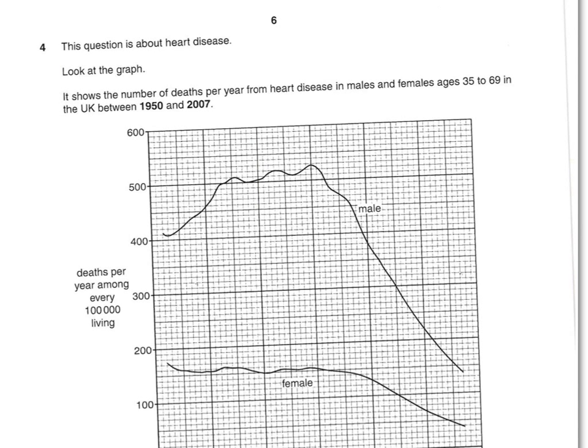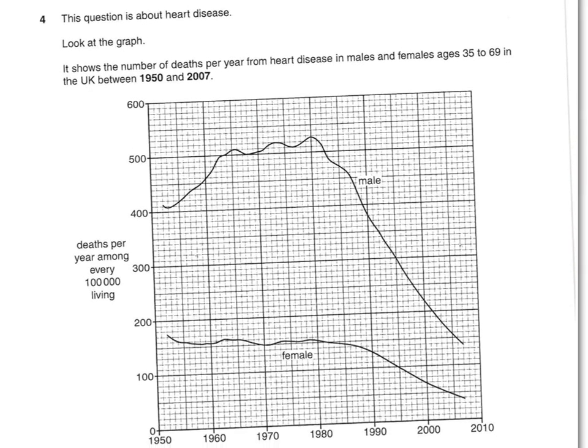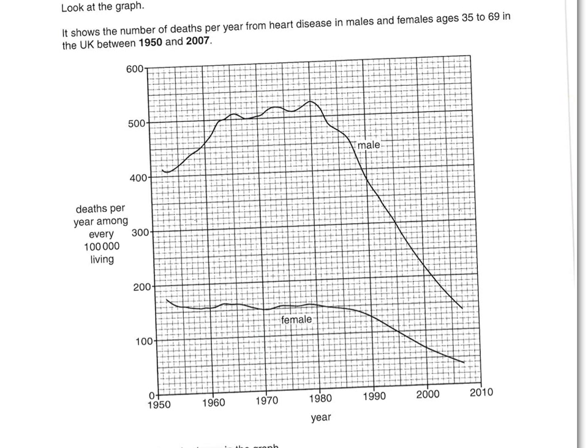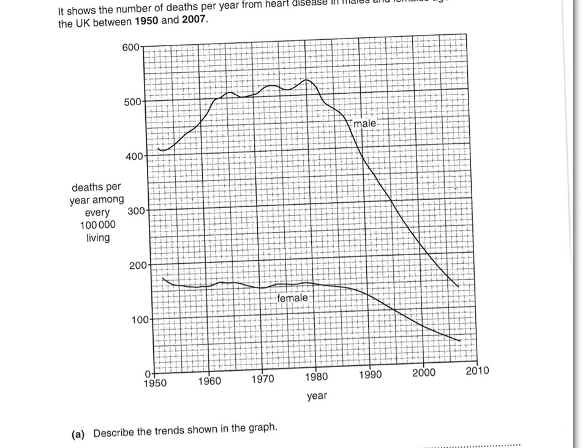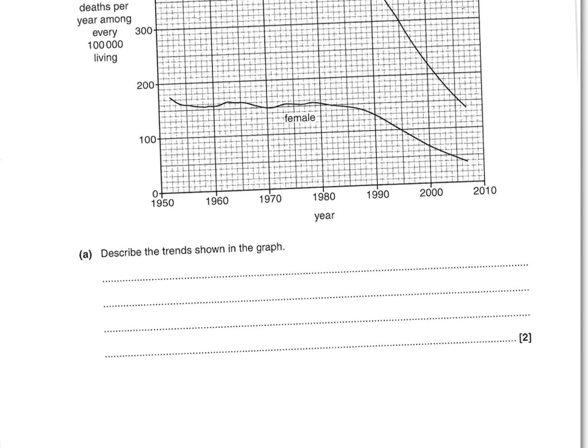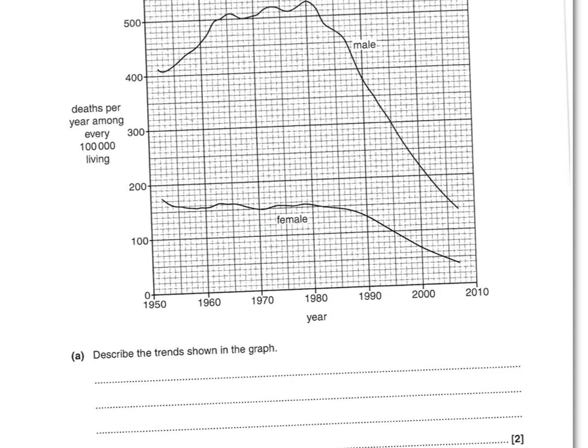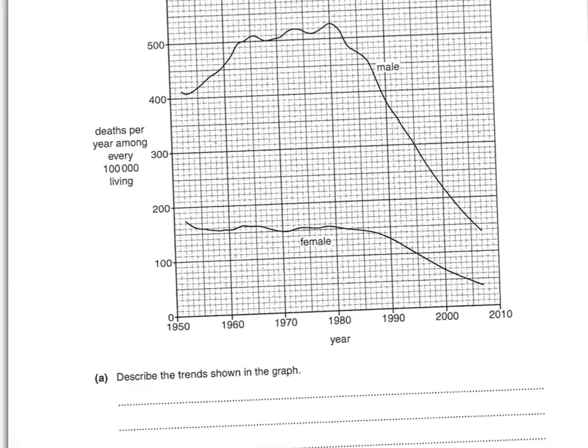Next question is about heart disease. It says, look at the graph. It shows the number of deaths per year from heart disease in males and females ages 35 to 69 in the UK between 1950 and 2007. So you've got deaths per year among every 100,000 living people, and the year going across. There's your female line, and there's your male line. And the question asks you to describe the trend shown in the graph. So there's 2 marks here, so you can say any 2 of these.